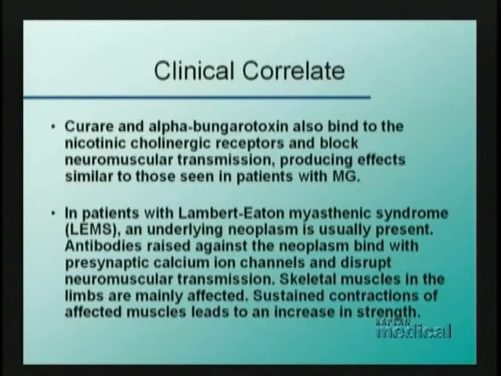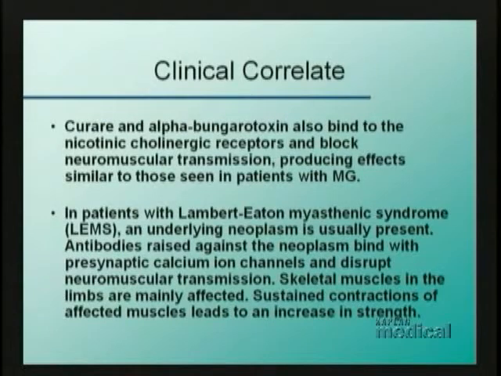Curare and alpha-bungarotoxin have the same basic effects. They also bind to the cholinergic receptors and block neuromuscular transmission, in essence having effects similar to those in patients with myasthenia gravis.